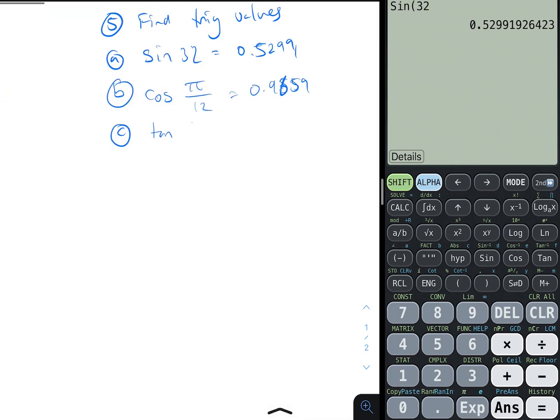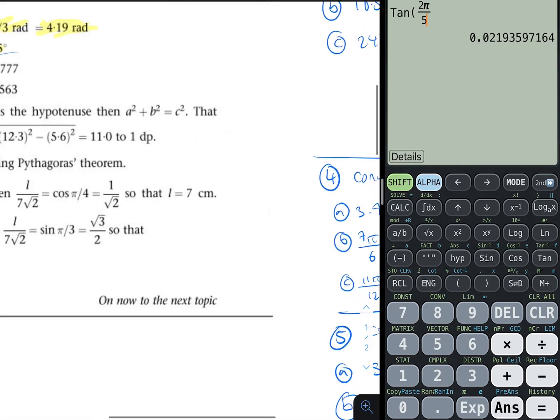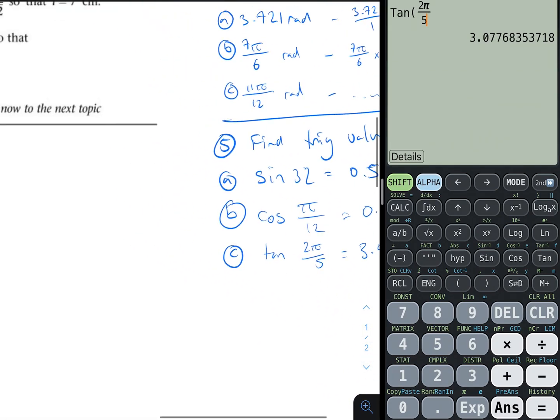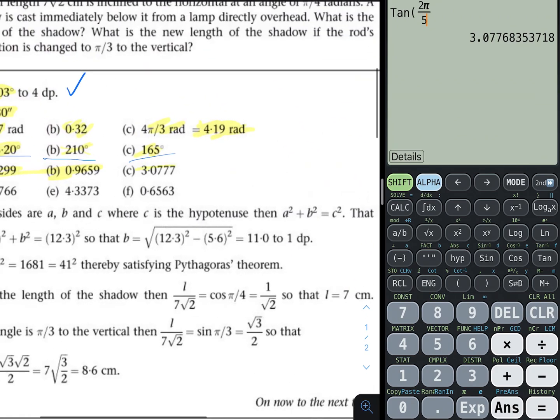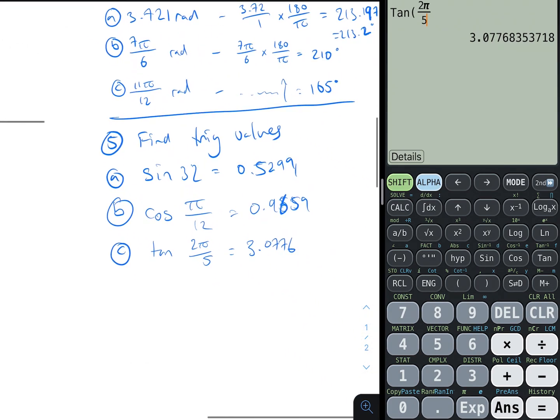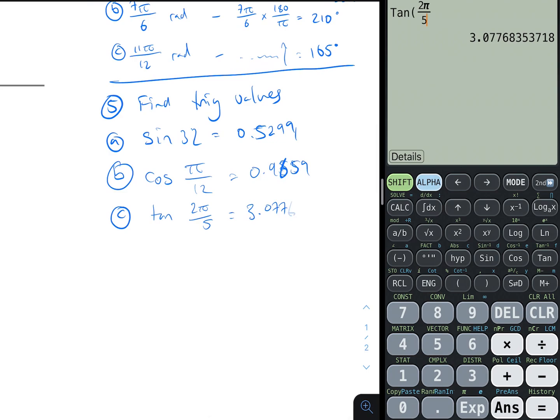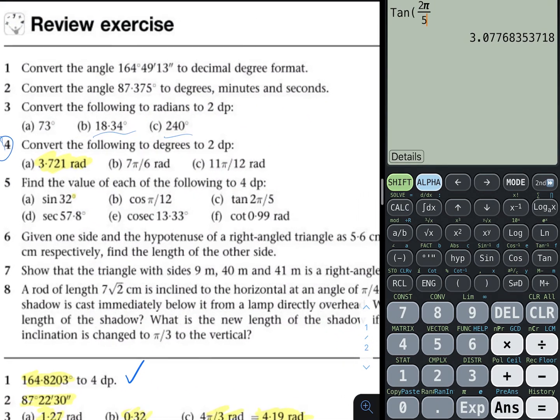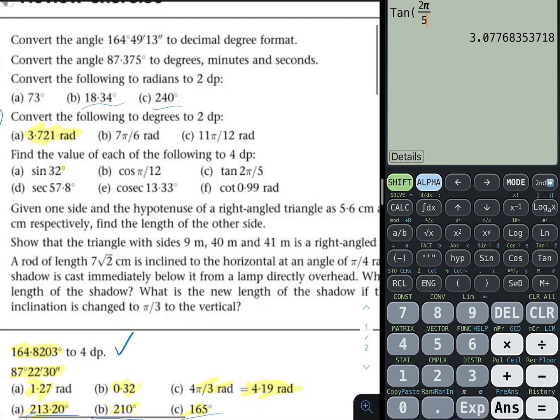So let's do C now. 5C, which is tan 2 pi over 5. And this is in radians, I assume. 2 pi over 5 in radians gives 3.0777. That's where you're going to get caught out. They rounded up. Yep, that's correct. I should have rounded up as well. You're just going to get caught out when it comes to switching your calculator constantly between degree and radian.